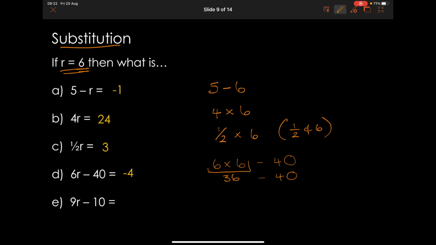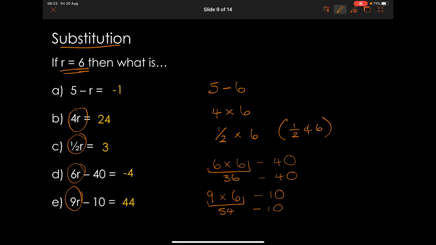Okay? And then the last one is 9r minus 10, which is 9 times r, which is 9 times 6, minus 10. 9 times 6 is 54. So 54 minus 10 is 44. So substitution isn't too difficult. Don't forget, we need to remember that when the letters and numbers are next to each other, it means times, like that. 4 times 6, a half times 6, 6 times 6, and 9 times 6.